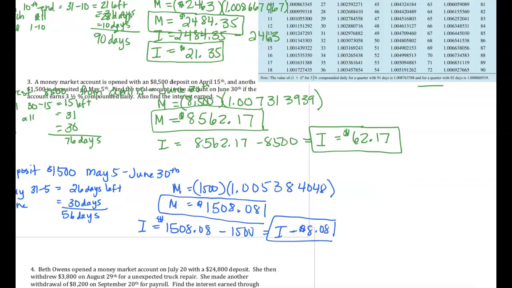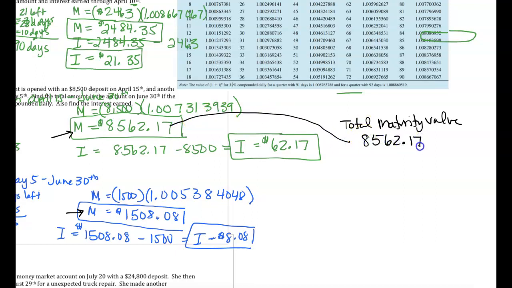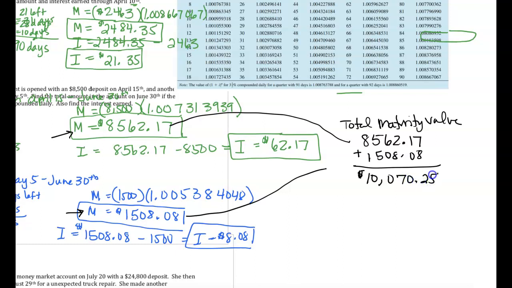To finish the question, I'm going to put together the amount that was invested on April 15th and the amount that was invested on May 5th and put their two maturity values together. Get a little more space here. So total maturity value. We have the first one here of $8,562.17, plus we have the second one, $1,508.08, and so total, I get $10,070.25. And that's our total maturity value.